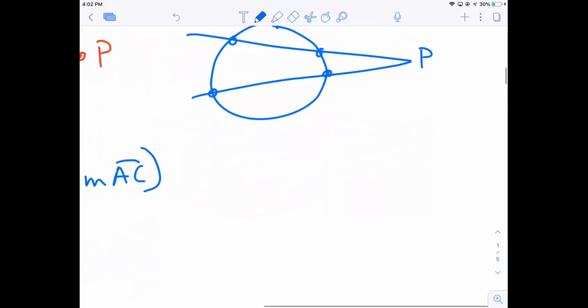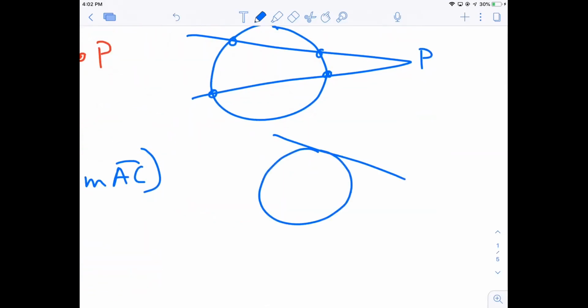I don't feel like writing that out. And if it's two tangents, you get a nice tangent over there. Measure of angle P, again, is the difference of the bigger arc minus the smaller arc divided by 2, or times a half.